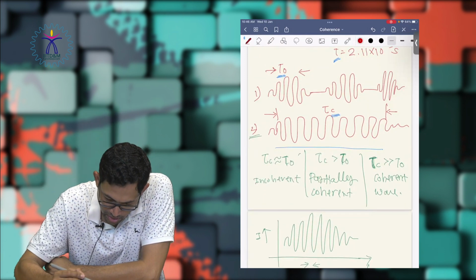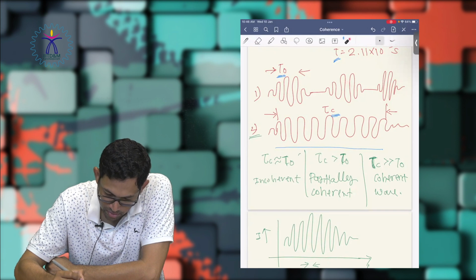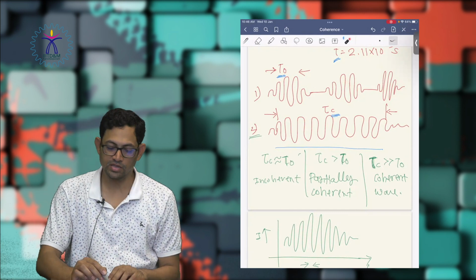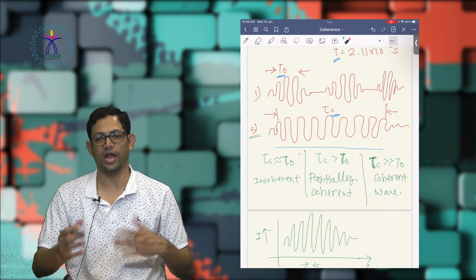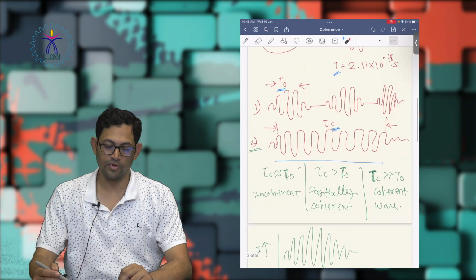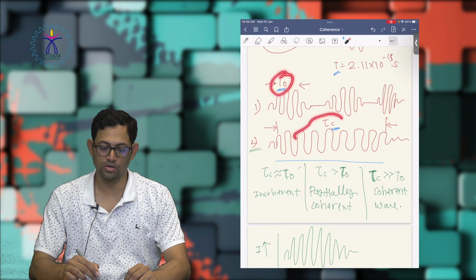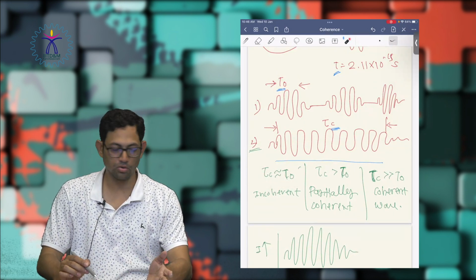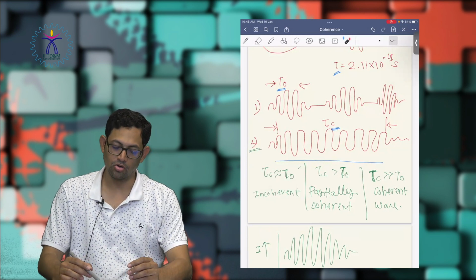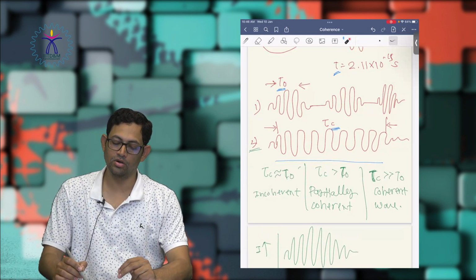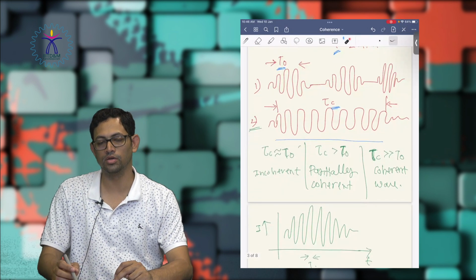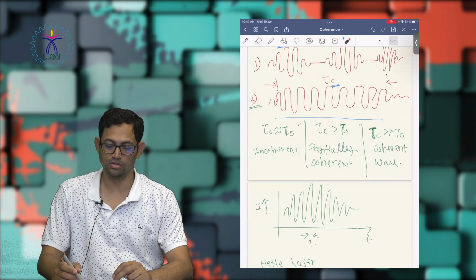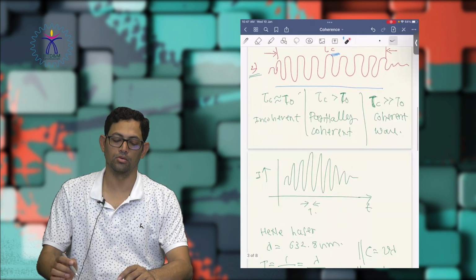So let me just enable this laser pointer. Yeah, so this is the tau c, within which we say that the light source is coherent. Now when we define for a single wave packet and for the superposition of wave packets, we can say that if tau c is approximately equal to tau naught, it would be incoherent. If it is more than tau naught, then partially coherent, and if it is very large compared to your tau naught, that is the wave packet time duration, then it is a coherent wave, right?